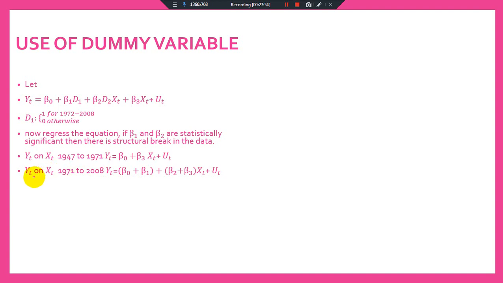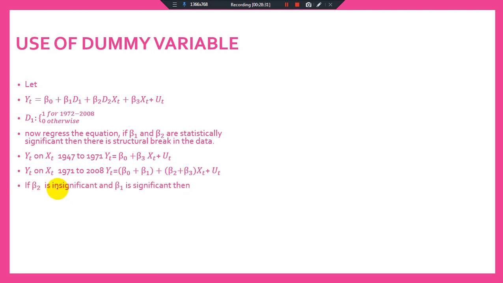Okay, we have another regression line, that is Yt on Xt, using the time period 1972 to 2008, and here we have the regression line Yt equals beta naught plus beta 1. So see here, if we put 1 here, we get two constants, beta naught and beta 1. And if we put a 1 here, then we get two slopes, beta 2 and beta 3, so here we get beta 2 plus beta 3. There are two slopes and two constants at the same time.